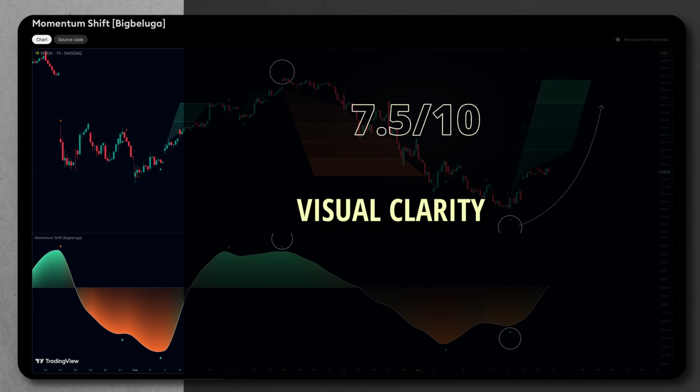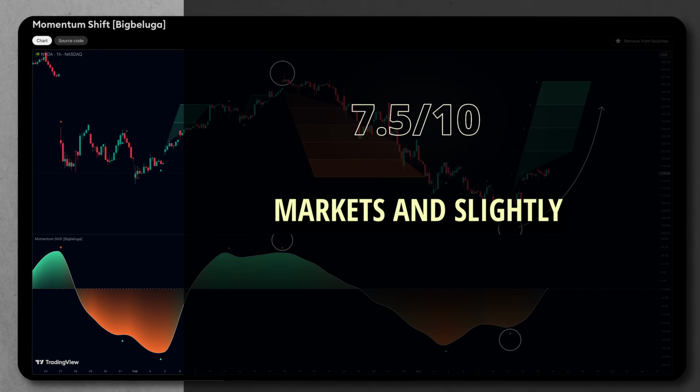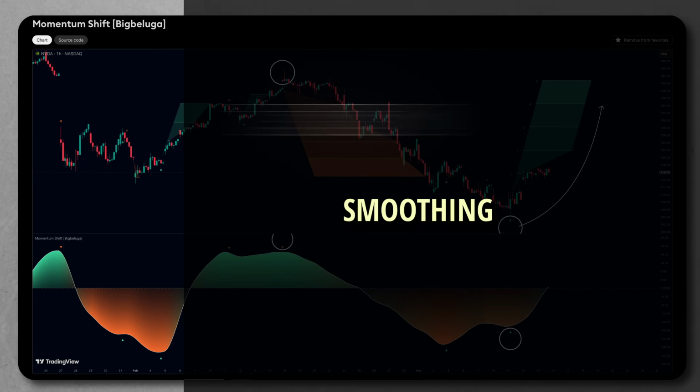It provides helpful visual clarity for spotting momentum changes, but can become overwhelming in fast markets and slightly lags due to heavy smoothing.